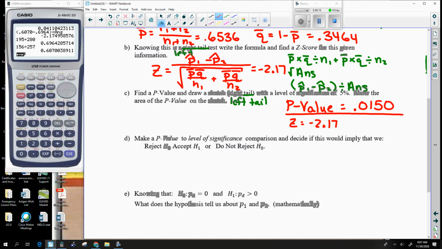Okay, so left tail. Okay, so a p-value of 0.150 is way smaller.